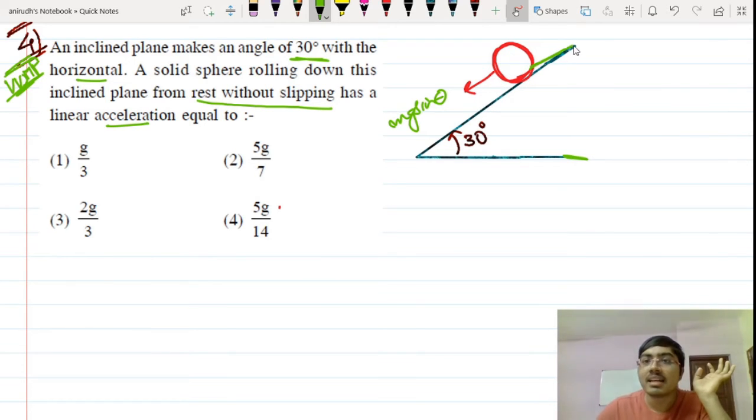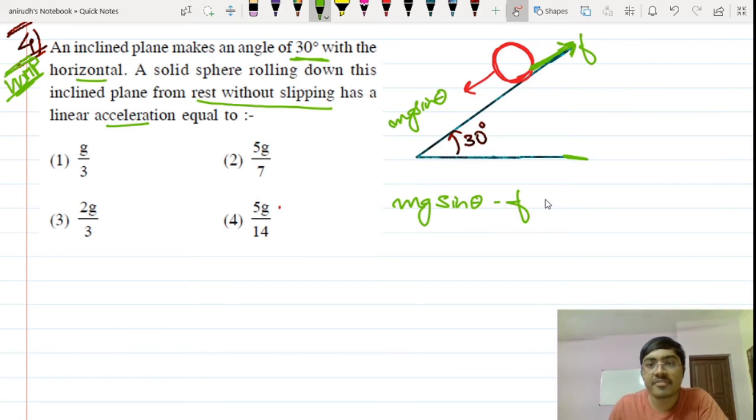Now what is this here? This is your friction. The friction is always opposing relative motion, so this friction is against this particular motion, in that upward direction. So let's start writing the equations now. I am considering the linear motion first. So this is mg sine theta minus f is equal to m multiplied by a. Let us say that this body is accelerating downward with an acceleration of a.